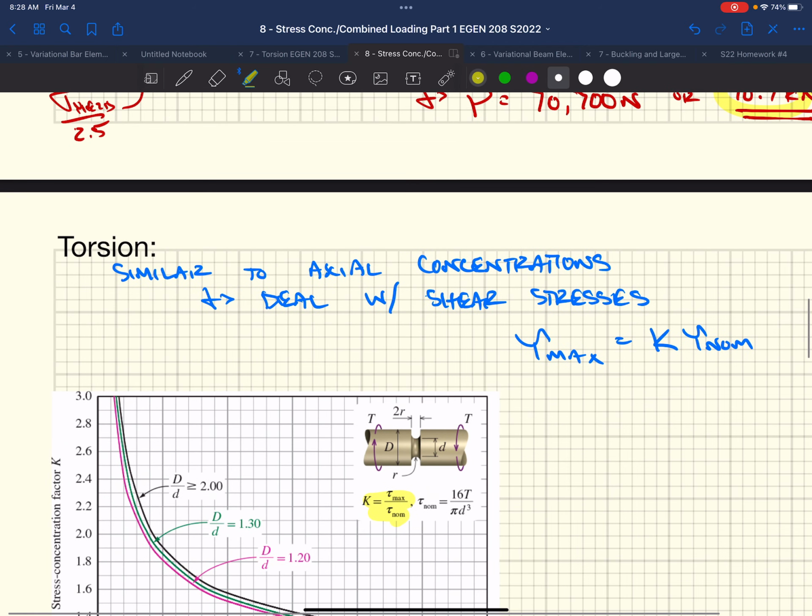Okay. Up to this point, we have an equation, right, that we've used in torsional problems that looks something like this, right? A tau max equals TC over J. Those tau maxes are not the same thing.